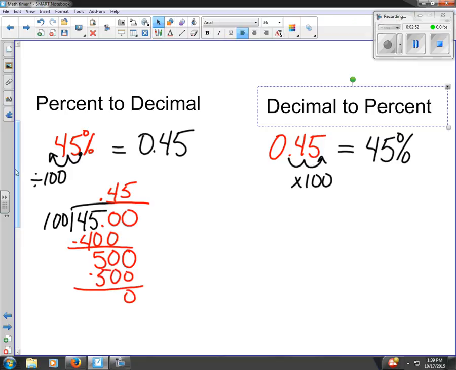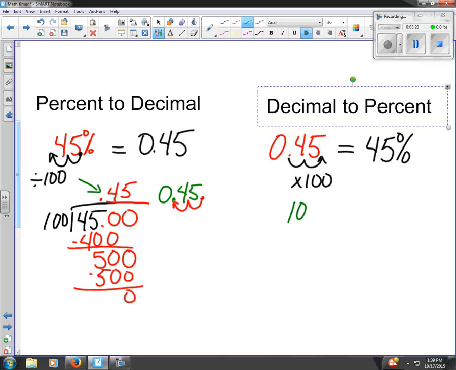And you can see now that the decimal is in front of the 4. That's dividing by 100. It moved the decimal from the right side of 5, and it moved it 2 spaces, 1, 2. So instead of doing the longhand math with the long division, just move the decimal 2 spaces to the left. And then when you want to put it back as a percent, you move it 2 spaces to the right.